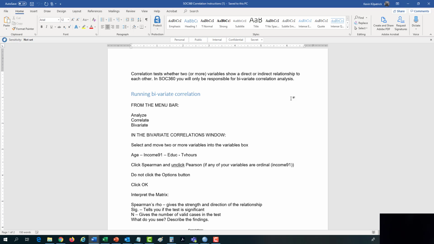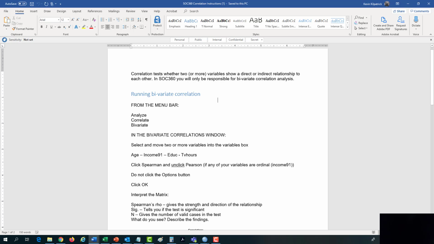In SOS 360, you will only be responsible for bivariate correlation analysis. Bivariate means two variables. If you go to grad school at San Marcos, in the MASP program in sociology, you'll learn the next step up from correlation, which is regression modeling. That's where the big bucks is. But here we're going to learn about correlation because it'll give you a good intro to regression.